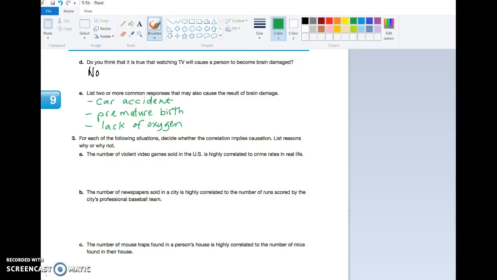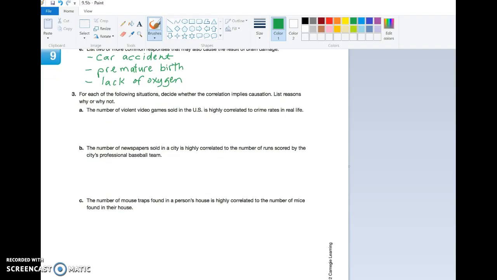If a person is lacking oxygen for a period of time, say from a drowning, but they survive the drowning, but their brain goes without oxygen, that can cause severe brain damage. A stroke could cause brain damage. Lots of reasons why somebody could have brain damage, and none of them are because of watching TV.